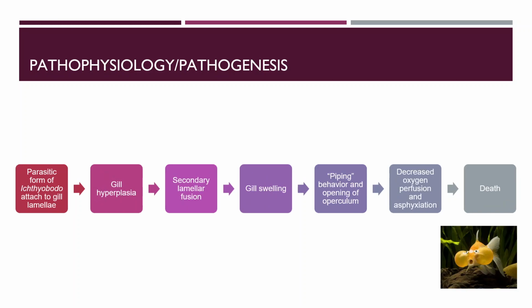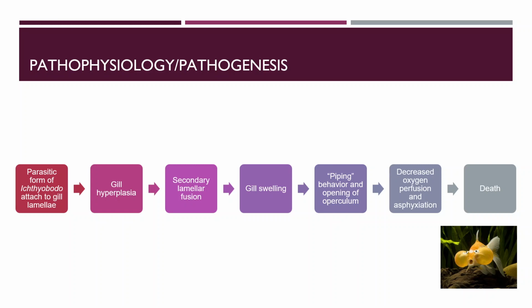So if Ichthyobodo attaches to the gills, the gill lamellae will be sort of denuded, and then hyperplasia happens instead. When hyperplasia happens, the secondary lamellae of the gills fuse. Secondary lamellae are basically the leaflets of their gills, and then the gills swell. This is caused by the hyperplasia, and this usually occurs in the primary lamellae.